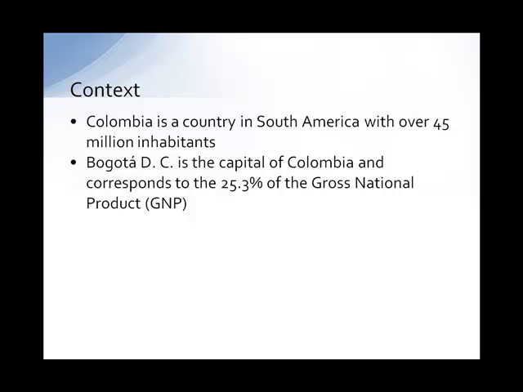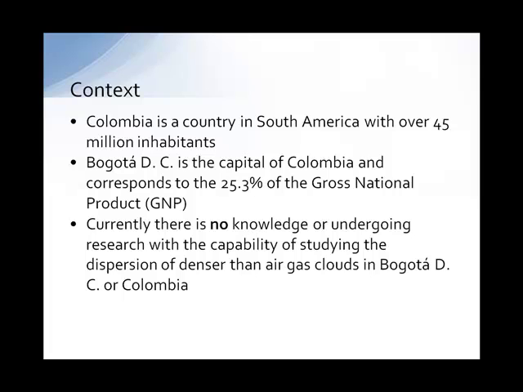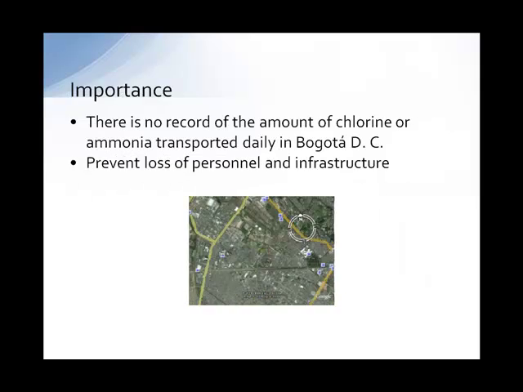Moreover, in Bogotá there are certain areas where a high density of toxic and flammable gases is concentrated. Due to the high amount of materials handled in these areas, they may be classified as high-risk zones. There is currently no knowledge or undergoing research with the capability of studying the dispersion of denser-than-air gas clouds in Bogotá or Colombia. These studies are not included in engineering programs all over the country, which highlights the importance of working with the local government to incorporate this type of elements in education and build a public policy for the administration of public risk. So why is it important to develop a project of this magnitude?